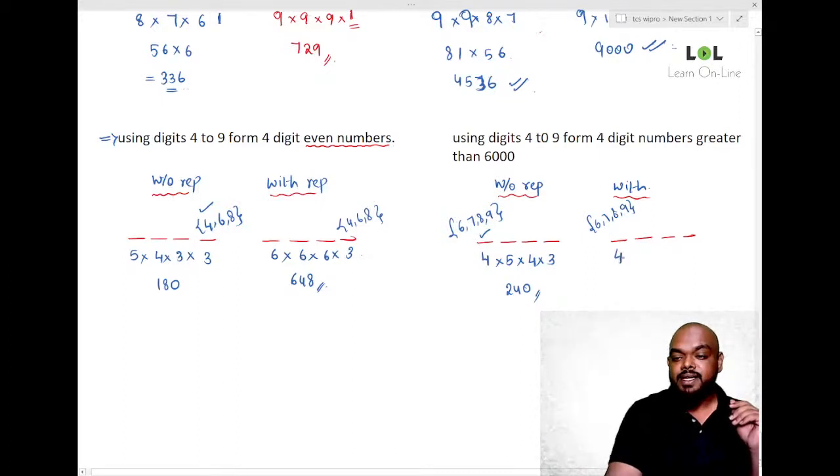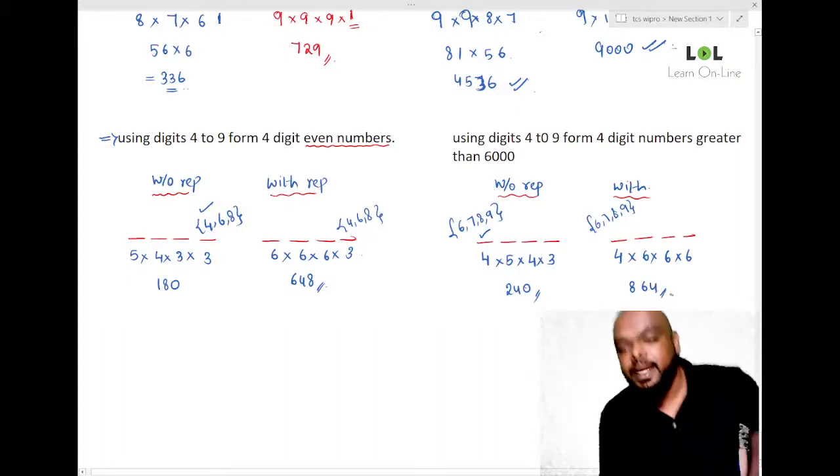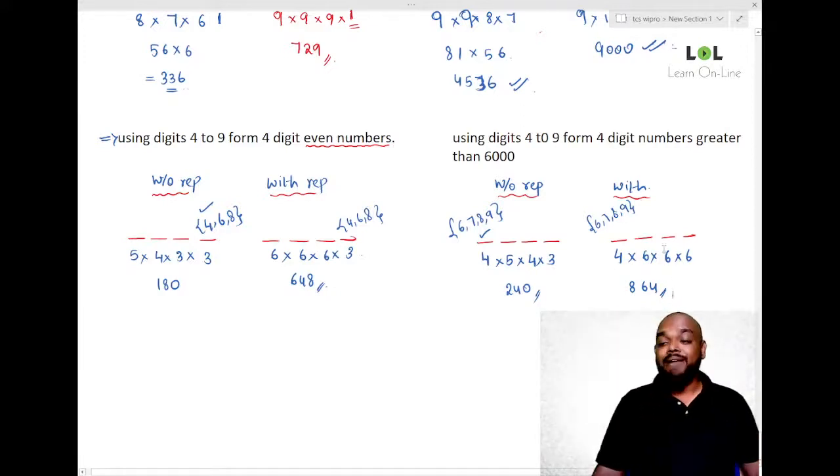Now come to this. This is 4 ways. Repetitions allowed. 6, 6, 6. That's all. What do we get? 216 into 4. If I multiply 216 into my 4, what do I get? 864. Manohar, perfect answer. 864. Everybody, did you understand this? Did you understand these two questions? We will see one last question and a tricky question here.